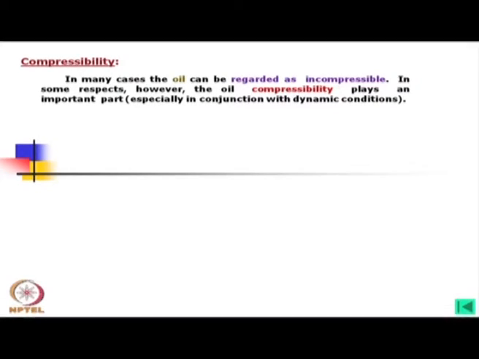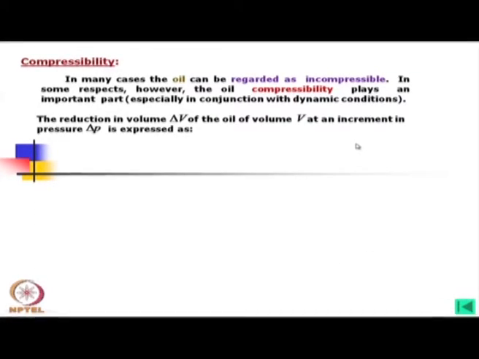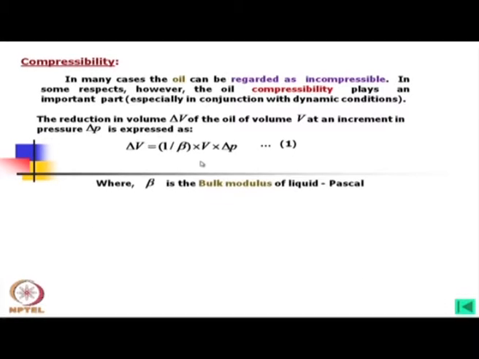In some respects, however, the oil compressibility plays an important part, especially in conjunction with dynamic conditions, which I have described now. The reduction in volume del V of the oil of volume V at an increment in pressure drop del P is expressed as del V is equal to 1 by beta into V into del P, where beta is the bulk modulus of liquid. Its unit is Pascal.